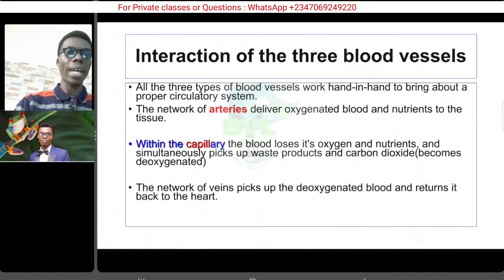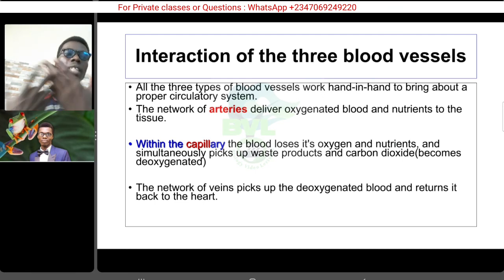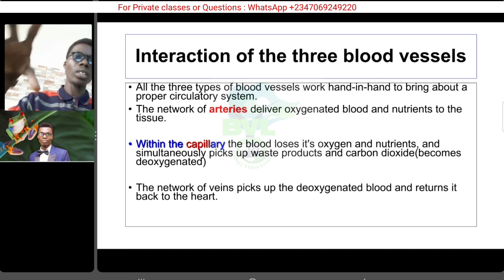Then, in closing on that, how does this really happen? The interaction of all the three blood vessels. We have the arteries, the veins, the capillaries. So it says here, the network of arteries deliver oxygen and nutrients to the tissue. Within the capillary, the blood loses its oxygen and nutrients and simultaneously picks up waste product and carbon dioxide to become deoxygenated. All right. Then the network of veins picks up this deoxygenated blood and returns it back to the heart.